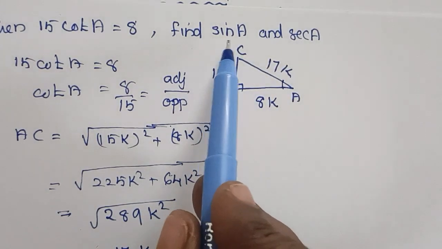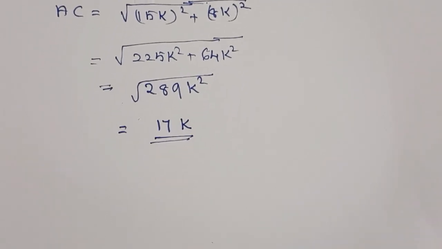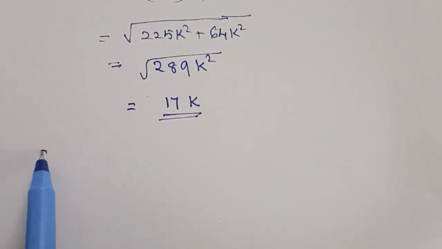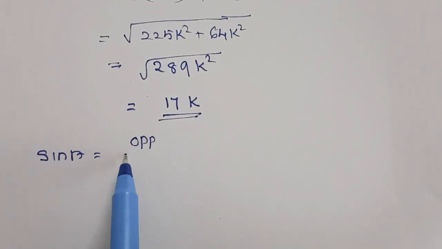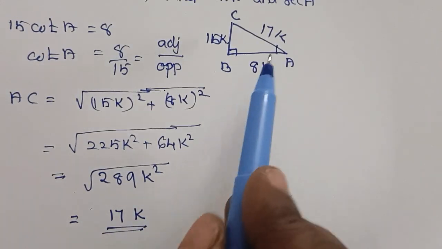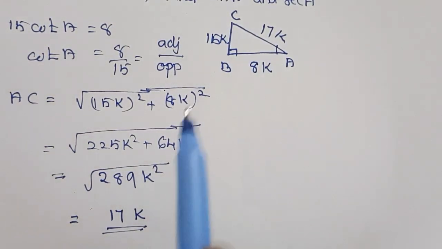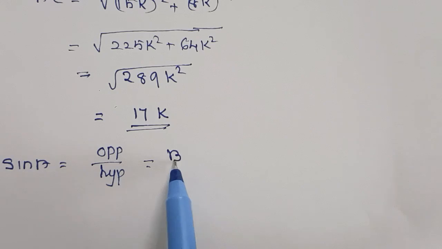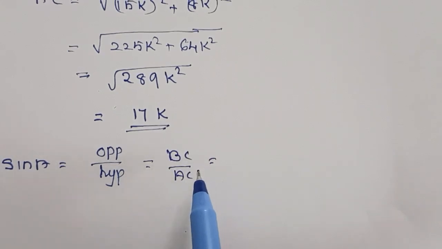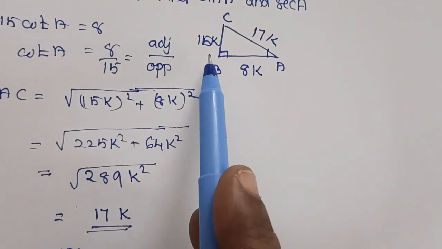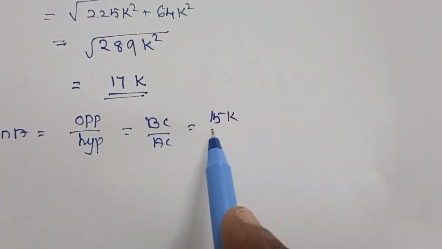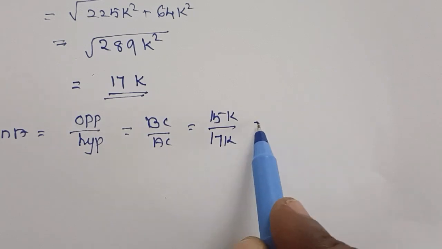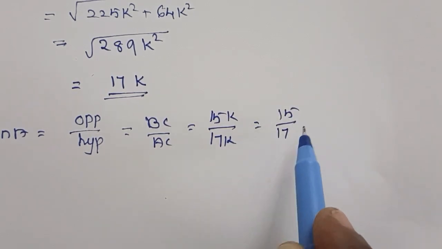Now, we have to find sin A and cosec A. Sin A equal to opposite side of A by hypotenuse. Here opposite of A is BC, so BC by AC. BC equal to 15k, AC equal to 17k. That is 15k divided by 17k. Cancelling k, we get 15 by 17.